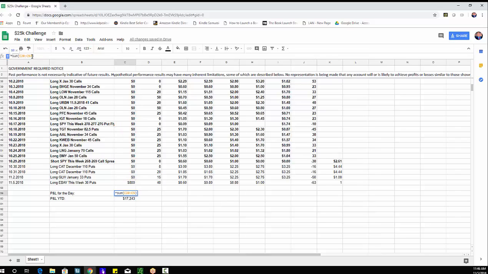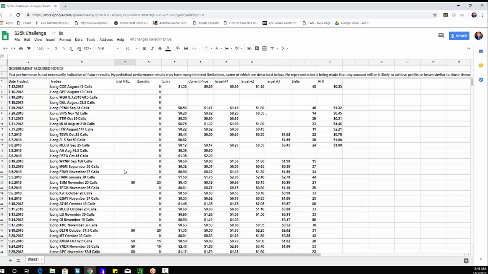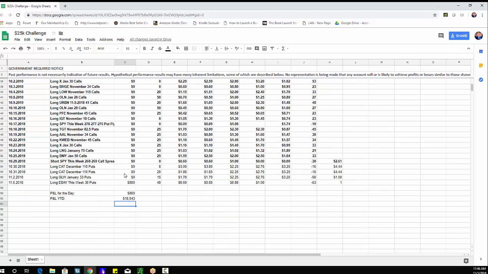Based on a $25,000 account, if you took every trade before commissions, this portfolio would be up $18,043. So make sure you take every single trade. I think that's the best way to do it. Three open positions on eBay, profits today: buy this week 30 puts for 60 cents.